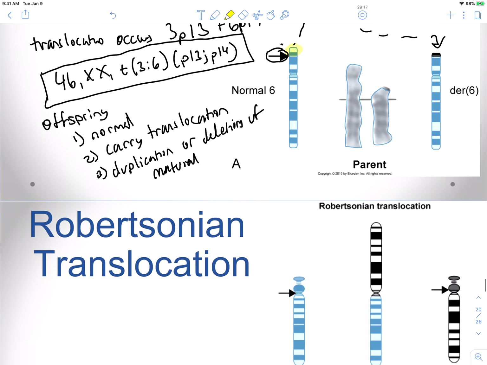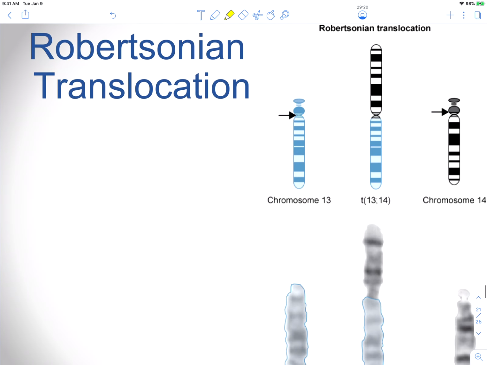Okay, so the next one is the Robertsonian translocation. Again, Robertsonian translocations are where you have short arms, and these are of non-homologous chromosomes. So we have chromosome 13 and chromosome 14 shown here. They're different. And so the short arms are going to be lost and the long arms fused together. So we have short arms lost, and we have the long arms fuse.